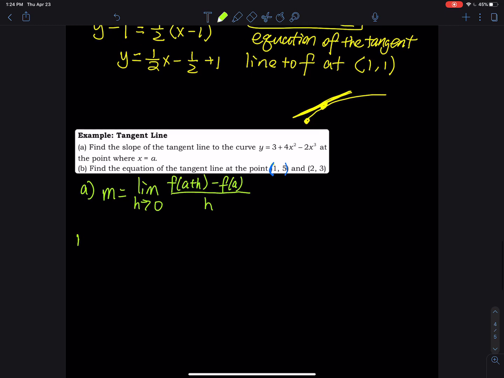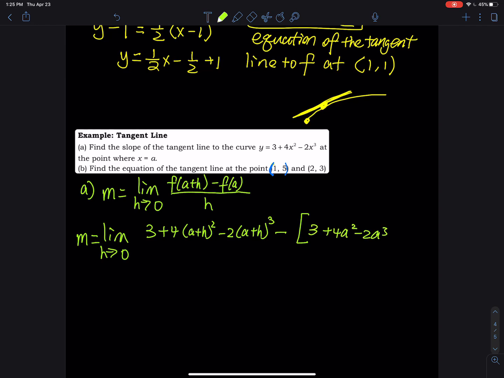A plus h is you have to plug in a plus h to the function. Okay, let's do it. m equals the limit as h goes to 0. So look at the given function or given equation. Replace the x with a plus h. So this becomes 3 plus 4 times a plus h squared, no longer x, minus 2 times a plus h to the 3rd power. So that completes the a plus h. And then minus f of a. F of a, you just copy the function one more time, except you change the x to a. So that will be 3 plus 4a squared minus 2a to the 3rd. And then you take everything divided by h.